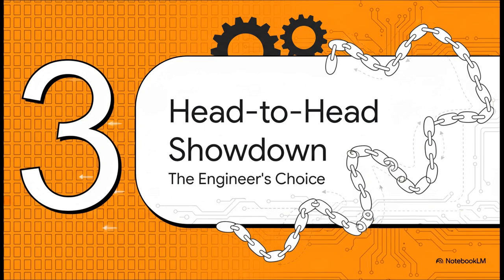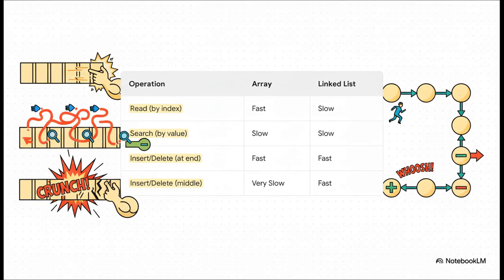Okay, so time for the showdown. We have the rigid but fast-to-read array versus the flexible but slow-to-search linked list. So which one wins? Which one is better? And the real engineering answer is, it depends. It's not about what's best, it's about choosing the right tool for the specific job you need to do. This chart really lays it all out. Let's just walk through it.